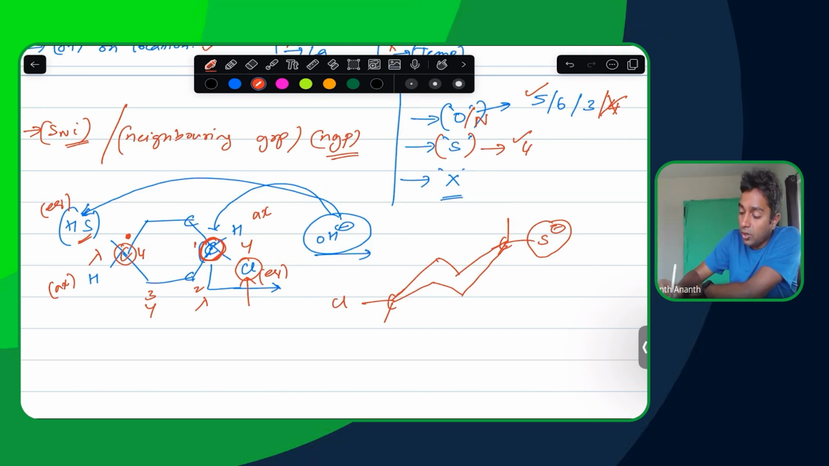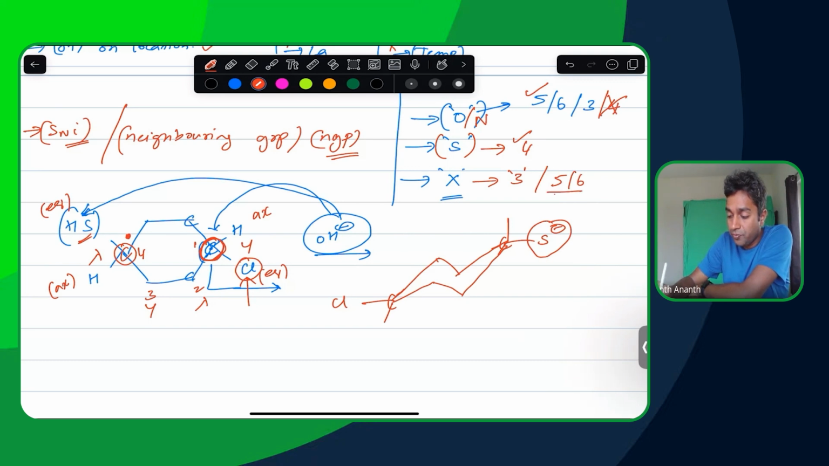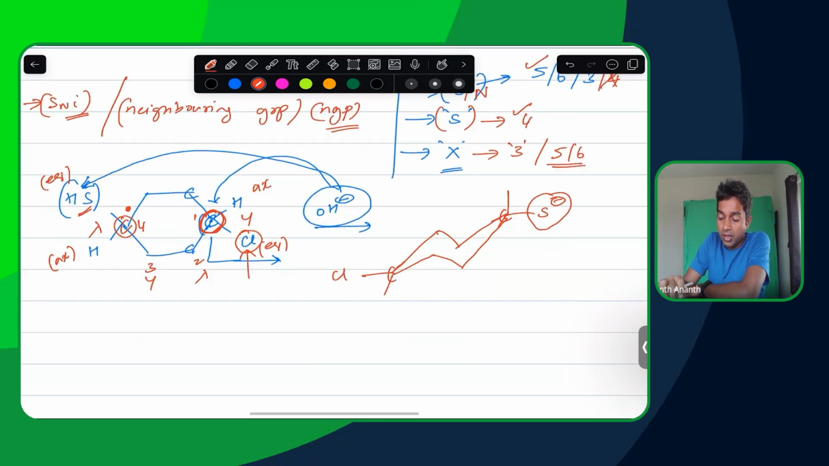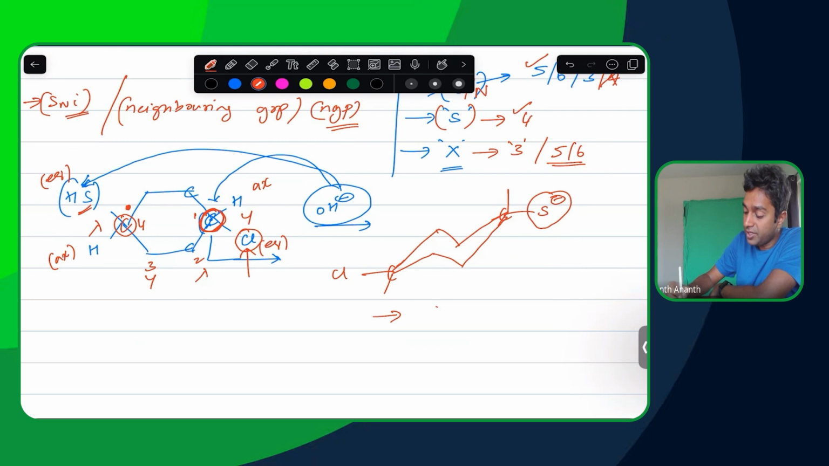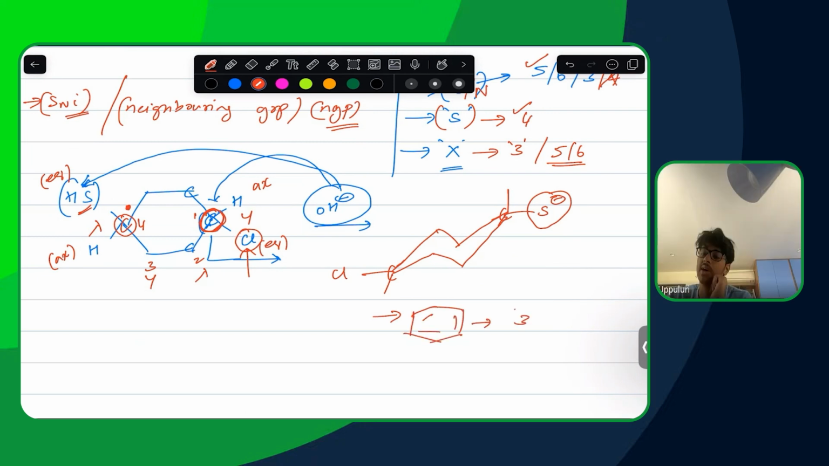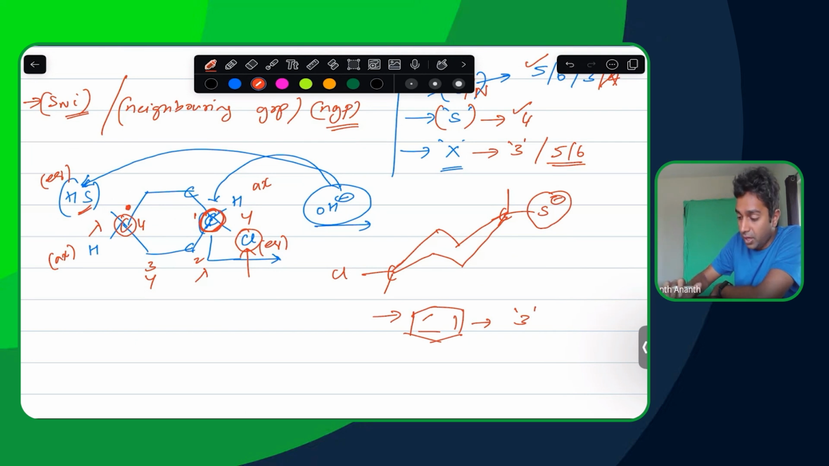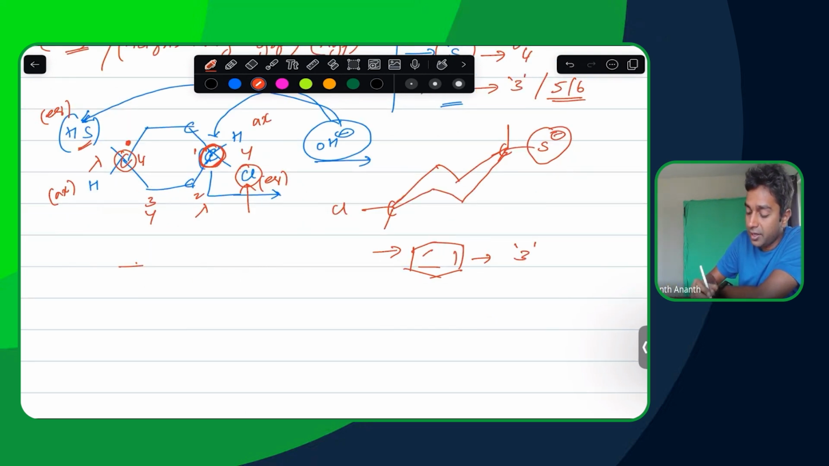Halogen also can do neighboring group participation. Halogen will prefer three-membered rings. It can do five or six also, but it will prefer three-membered more. And if I'm having, say, a benzene ring, this can also perform neighboring group participation. It will prefer three-membered rings. And if I'm having, say, an acetate ion type of system, this will also prefer to form three-membered rings. That is like this.